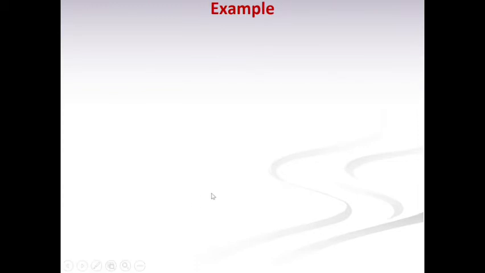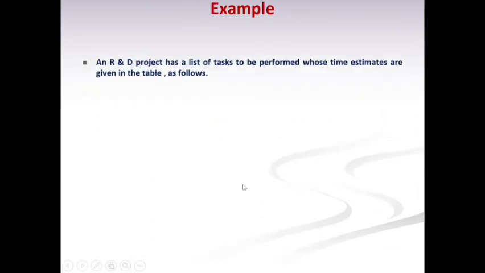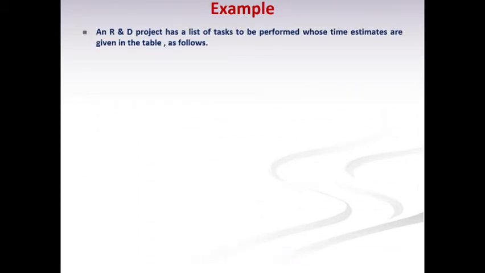And here there is an example. This example actually has all the types of complications. If you are able to solve this problem, you will learn the entire PERT network problem very thoroughly. Here there is an R&D project which has a list of tasks to be performed, whose time estimates are given in the table like this.